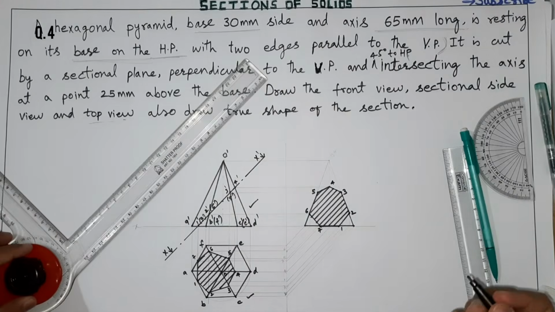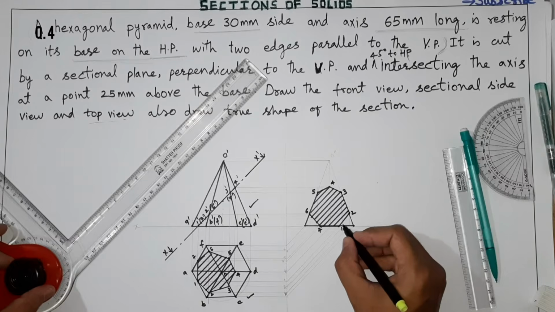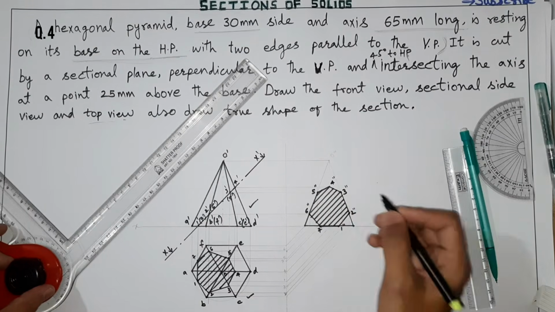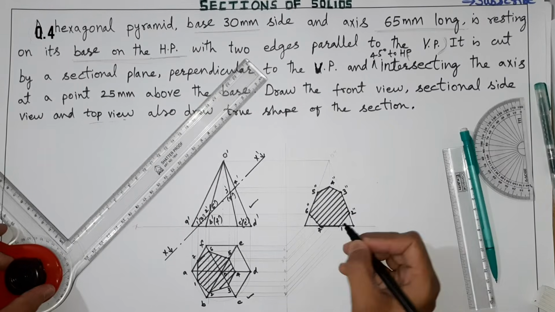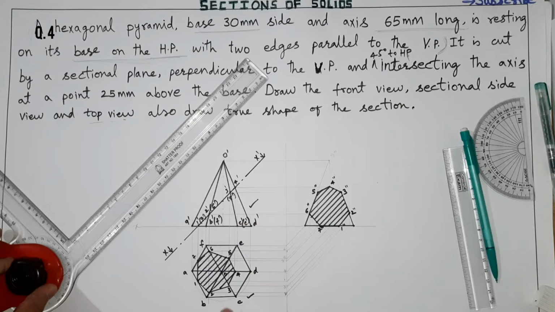Okay. So this is section side view that we have drawn. Here 1 double dash, 2 double dash, 3 double dash, 4 double dash, 5 double dash and 6 double dash. Here 7 double dash, I will show a little bit here. Because side view will represent by double dash, front view single dash, top view normal letter.